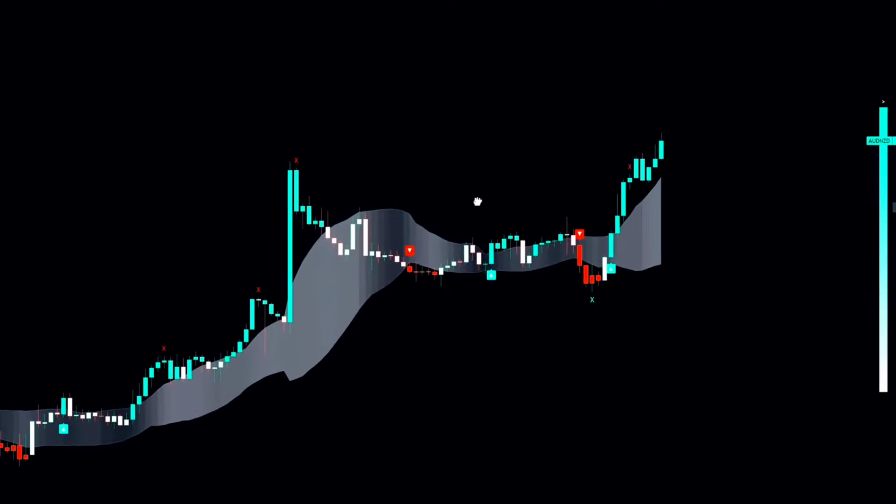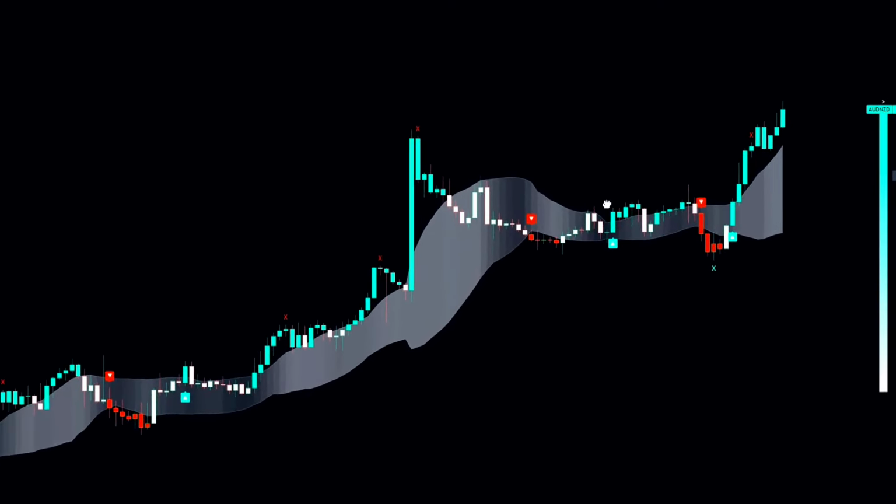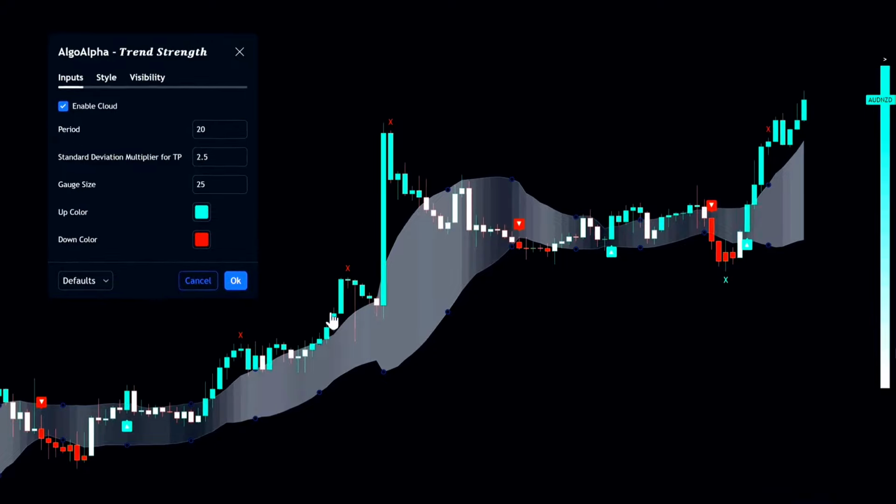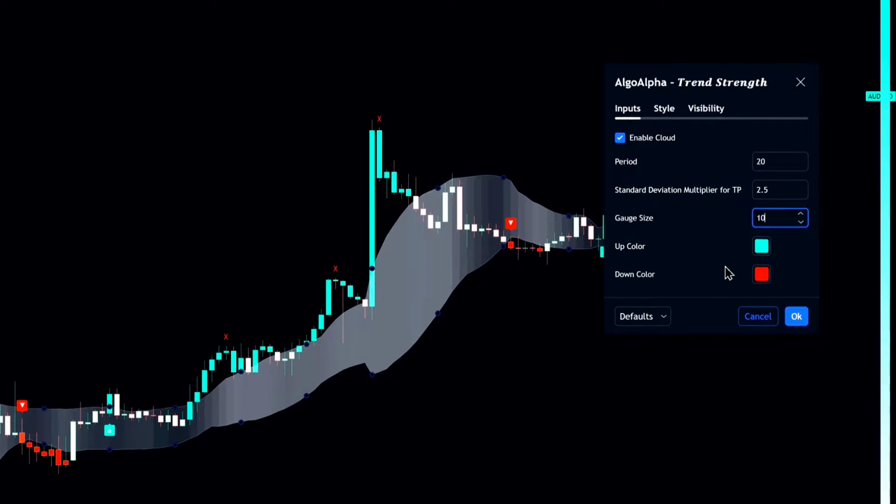Let's take a moment to check out the settings for this indicator. To do that, access the settings menu. Here, you can adjust parameters, such as the period, which controls the length of the indicator, and the standard deviation, which affects the sensitivity of take profit signals. You can also modify the size of the trend strength gauge. I suggest keeping it at a balanced size of 25 for optimal display.